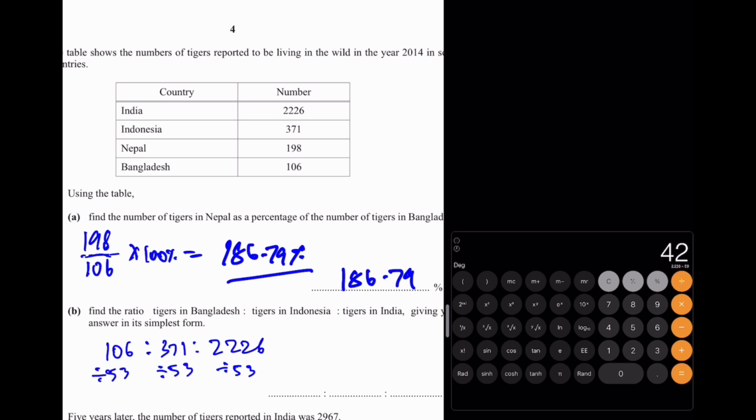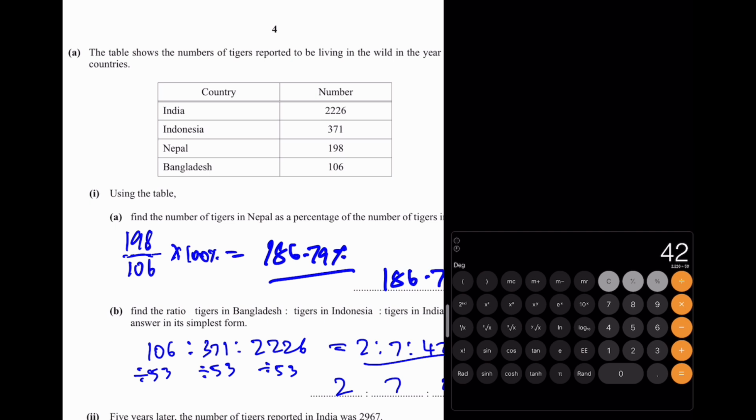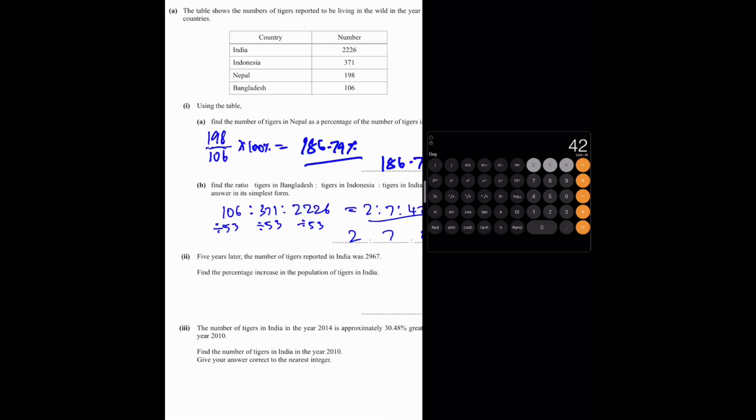So the three numbers we have are 2, 7, 42. And that's our ratio. That's our answer. Let's go to part 2. 5 years later, the number of tigers reported in India was 2967. Find the percentage increase of the population of tigers in India.